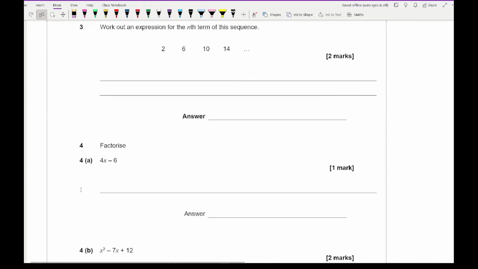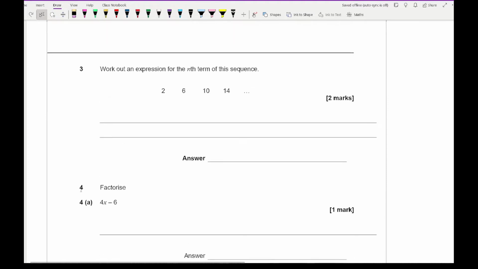Moving on to question 3, it says work out the expression for the nth term of this sequence. So for this, what we need to do is work out the difference between each of these numbers, which is 4. So it's going to be 4n, and plus 4 at that. And then we need to think, okay, how do we get from 4 to our first term? We need to take away 2. So then the nth term is going to be 4n minus 2.